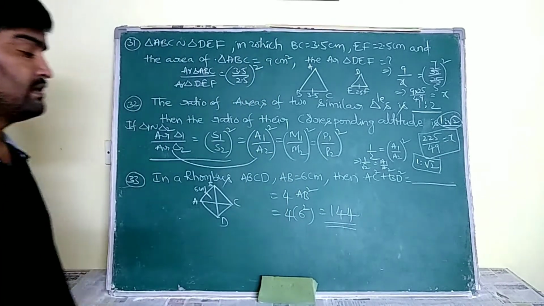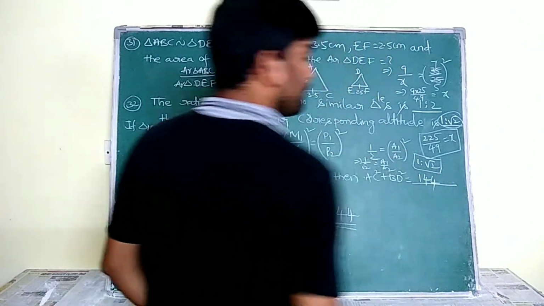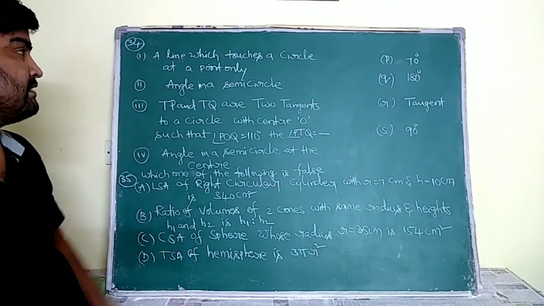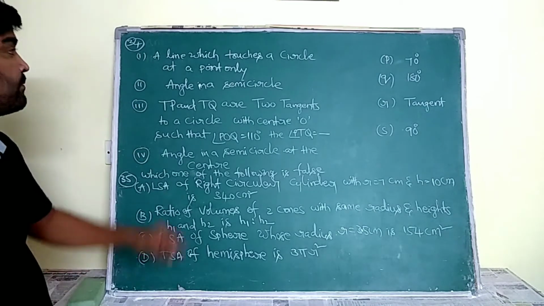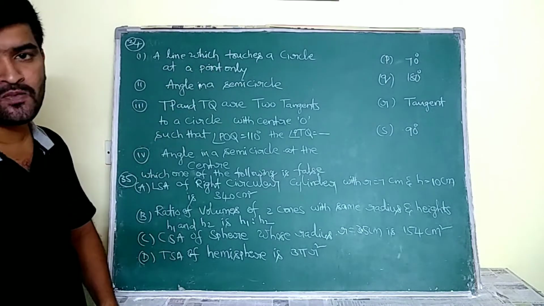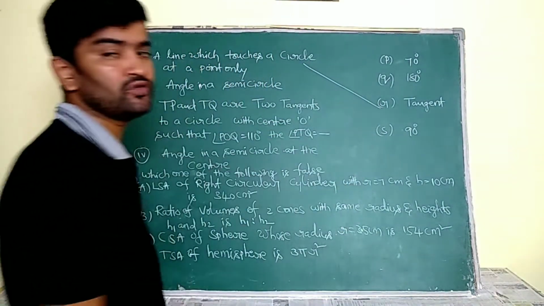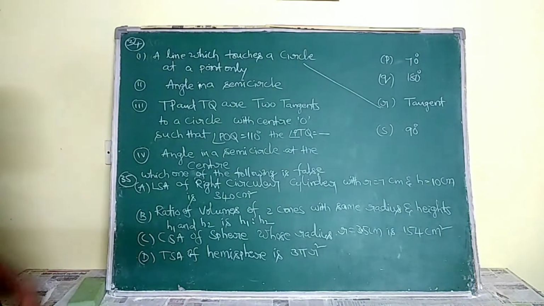So we have to write AC square plus BD square as 144. Here he gave one matching. Okay, we have to match it. A line which touches a circle at only one point is known as a tangent, we know that. So directly we are going to match with tangent.